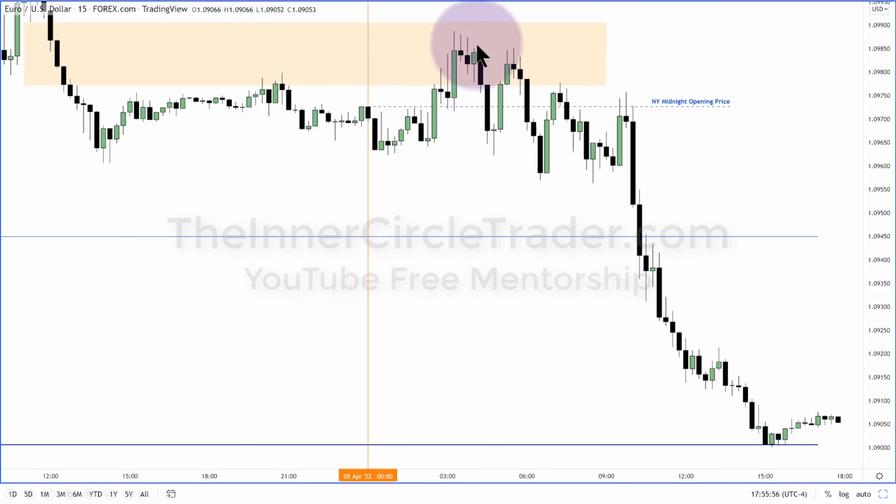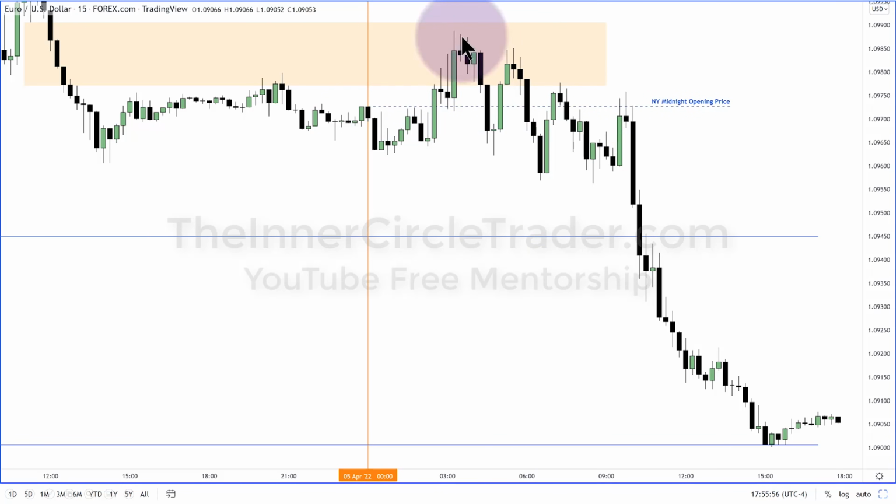This is where smart money is accumulating short positions. So the algorithm goes higher, once more higher, once more higher, and then again right here, and then begins its descent into the daily range low. Now what's occurring here is not buying and selling pressure. The algorithm is constantly offering price above this opening price.